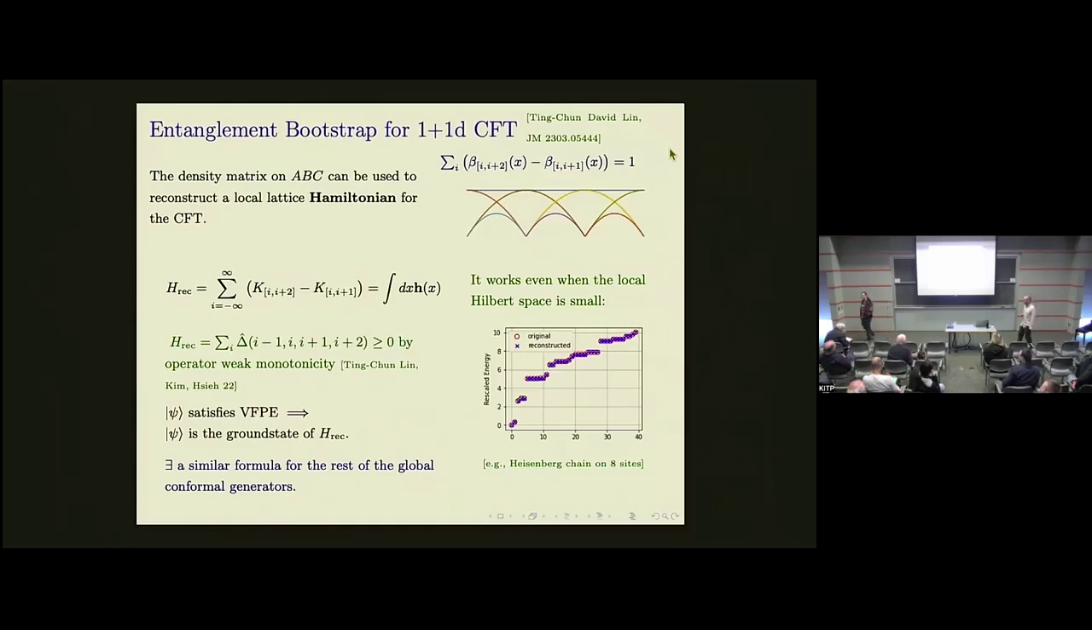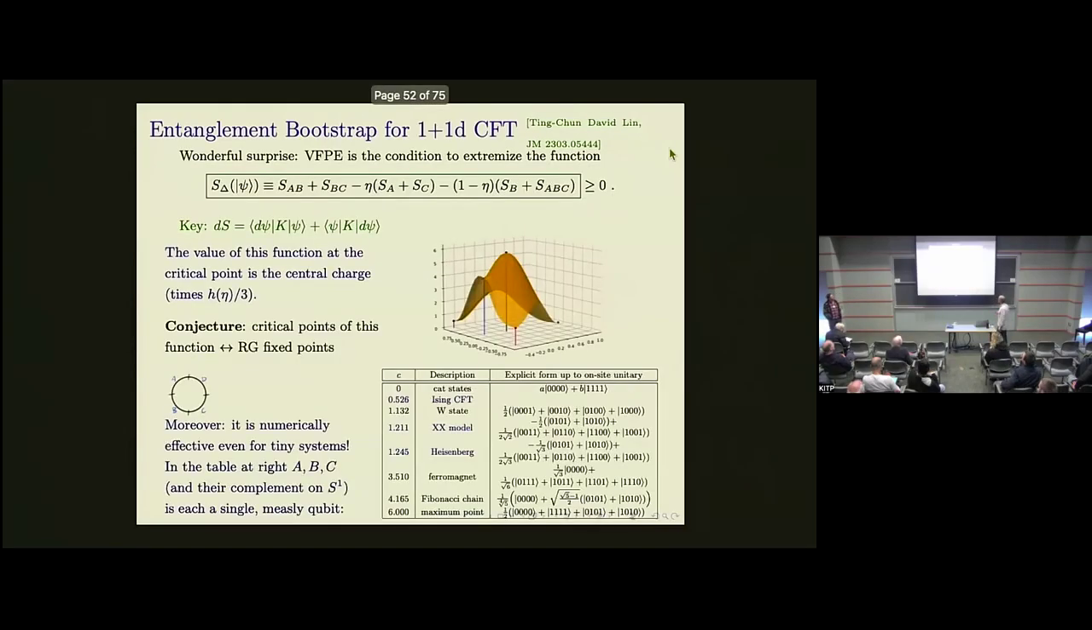Can you go to the slide where you have that table of the XX model and so on? I have a follow-up question to Alex's question. Why is the ferromagnet on the table? I thought this is about relativistic theories. Great. You'll notice that in the conjecture I said critical points of this function, I didn't say CFTs. I said they correspond to RG fixed points. But some of the criteria you imposed, didn't they assume relativistic symmetry? The only condition I'm imposing on states in this list is that they're extrema of this function, which means that they satisfy K delta on the state is proportional to the state.